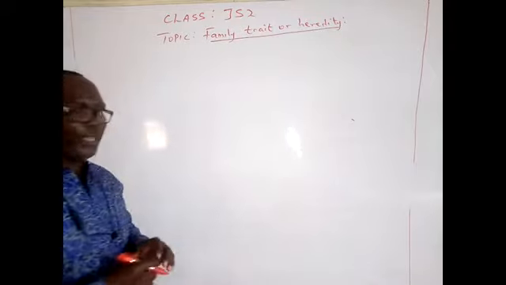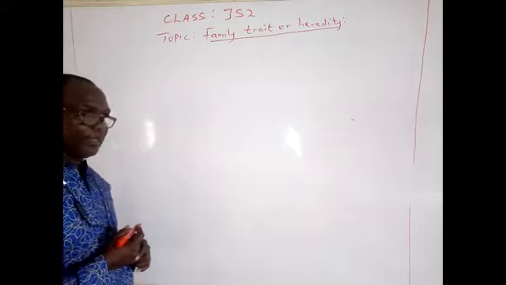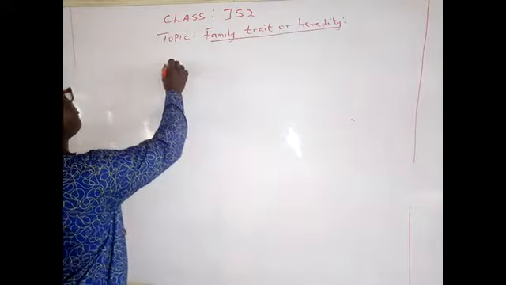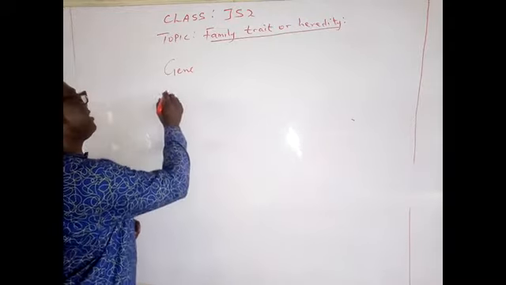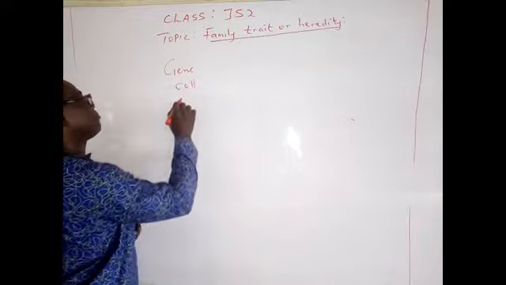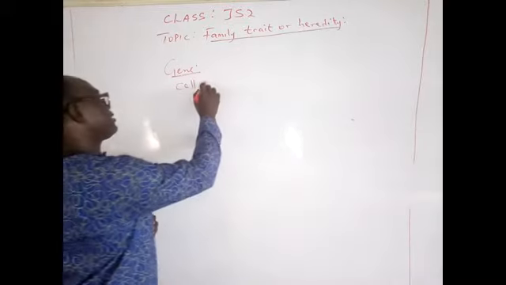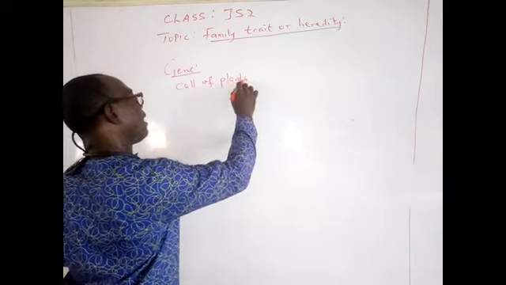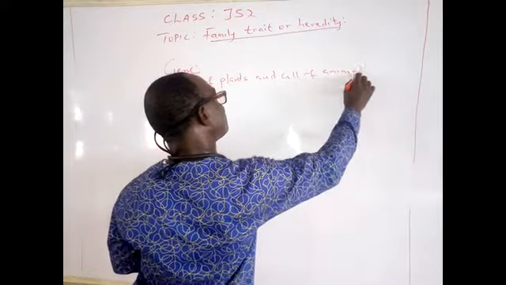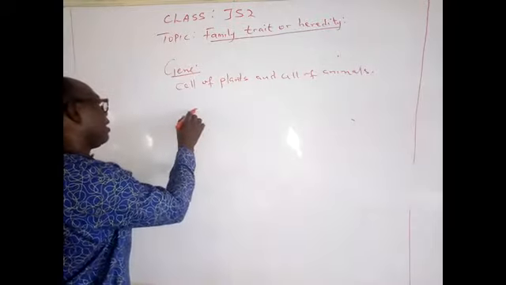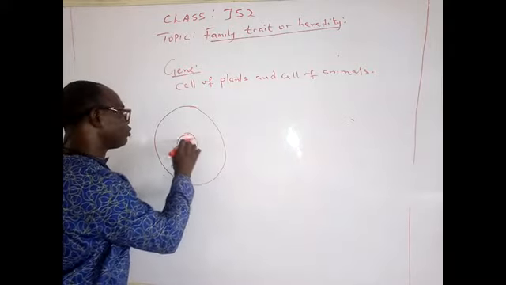Now, how do we get these features from our parents? There is what we call gene. Gene is found in the cell, the cell of plants and the cell of animals. An animal cell looks like this. And in the middle, you have what is called the nucleus.